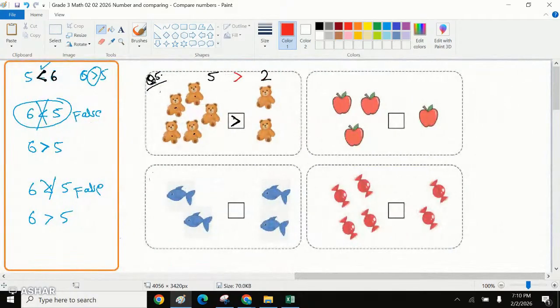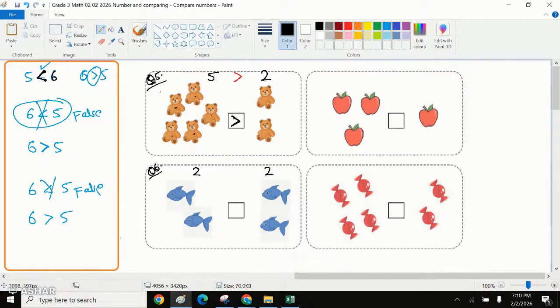So let's try question number 6. How many fishes on the left side? We have 2 fishes on the left side. How many fishes on the right side? 2. Yes, that's correct. 5 is greater than 2, or someone can also say 2 is less than 5. It would be the same, right?